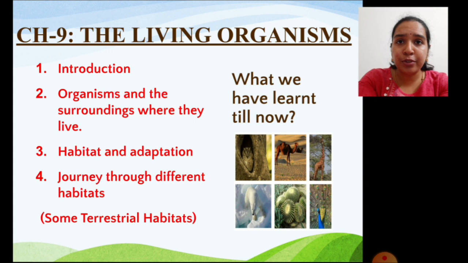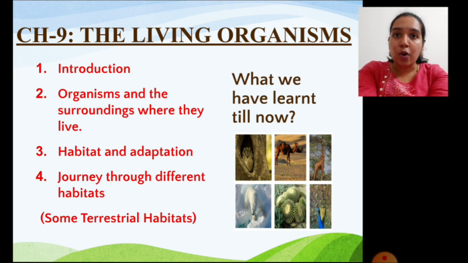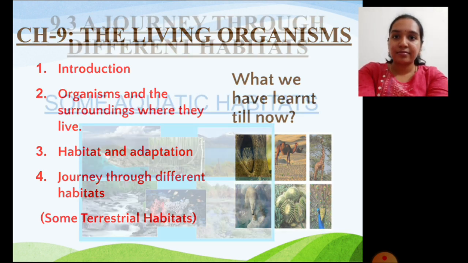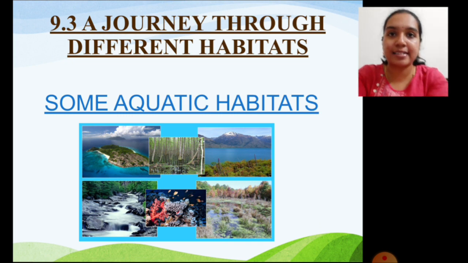In a journey through different habitats, we learned what are terrestrial habitats and aquatic habitats. We have seen in detail about few terrestrial habitats like deserts, mountain regions and grasslands. In the previous class, we also learned about an aquatic habitat, that is an ocean. Today also, let us have a look at few more aquatic habitats.